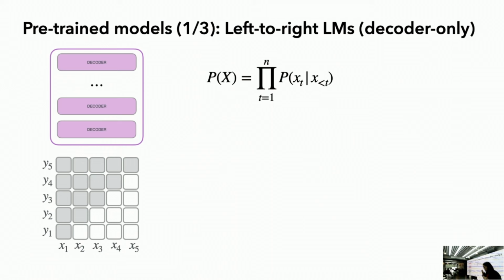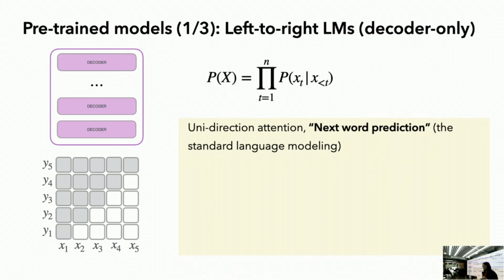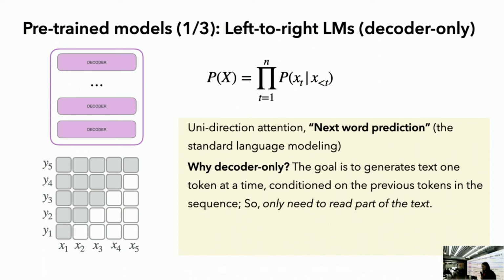The first one is left-to-right large language models, decoder only. The key is to do next word prediction, the standard language modeling. People may be curious why decoder-only models? There is lots of recent work, either theoretical or empirical, from big companies exploring what if we add an encoder, or why decoder-only works. Overall, the goal of those decoder models is to generate text one token at a time, conditioned on the previous tokens in the sequence. So we only need to read a part of the text from left to right. This is one of those architectures.